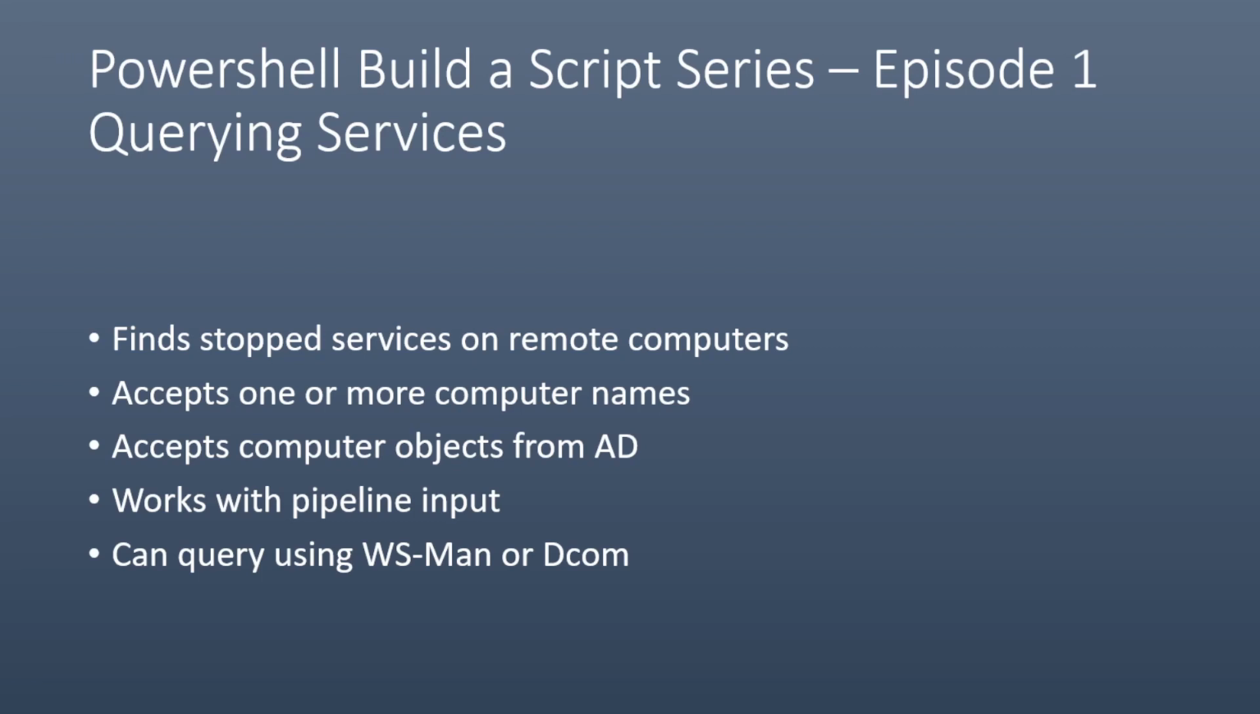So with this, I would like it to accept one or more computer names on a parameter, accept computer objects from Active Directory, right? Because that may be where your computer names will be coming from. Work with pipeline input, so I'd like to be able to pipe in the computer names either as Active Directory objects or from strings potentially.